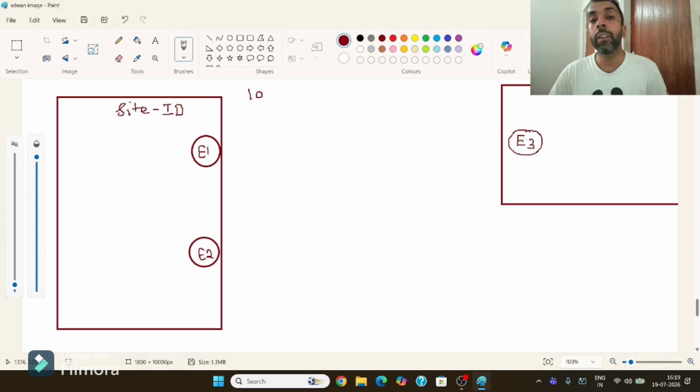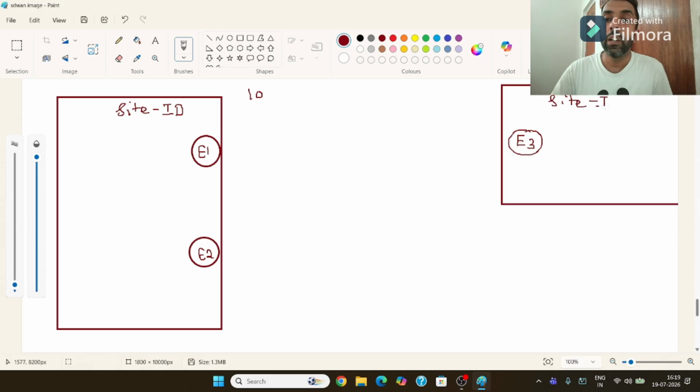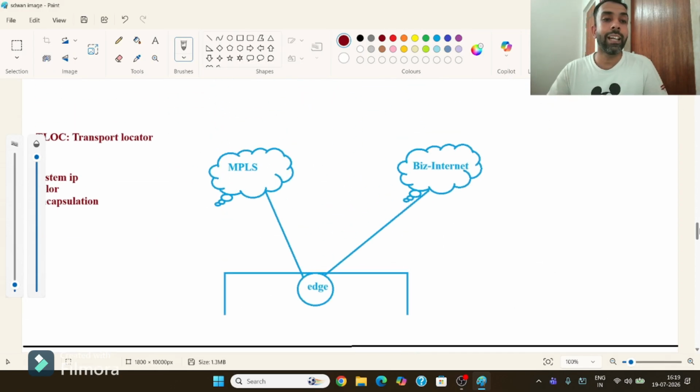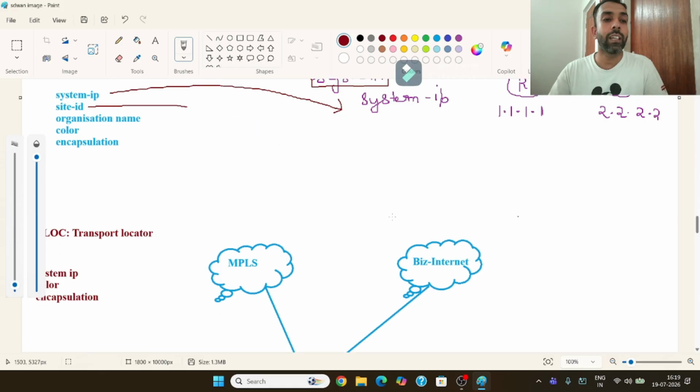Now, while configuring this router, I will give a separate site ID so that the routers can be identified as to which site they belong to. E3 can belong to site number 20, according to my example. Once we understood the concept of site ID, the next terminology is organization name.